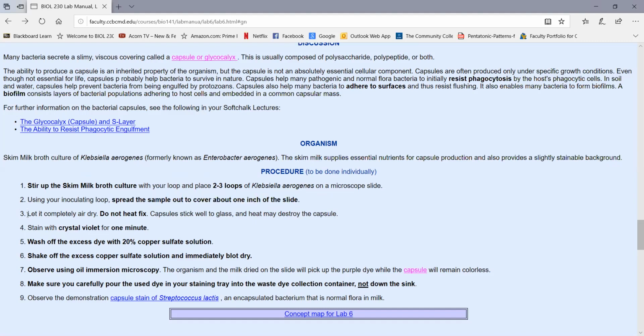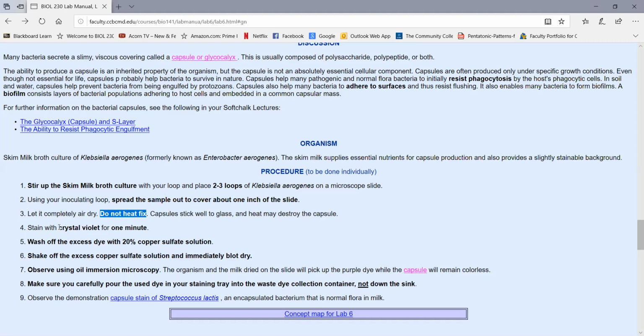Make sure you let it completely air dry. But we're not going to heat fix the capsule stain. The capsules stick quite well to glass, and the heat could damage the capsule. So this one we're just going to let air dry but not heat fix.